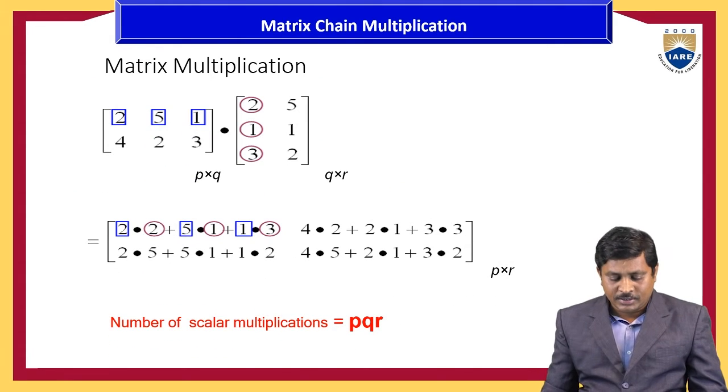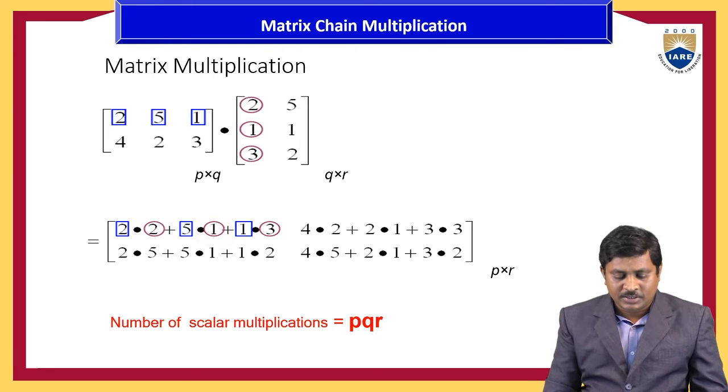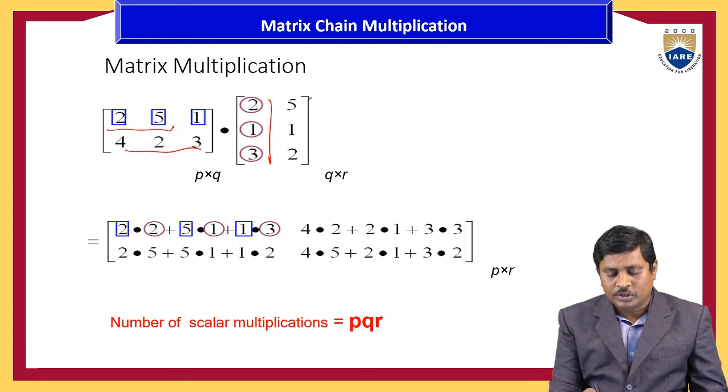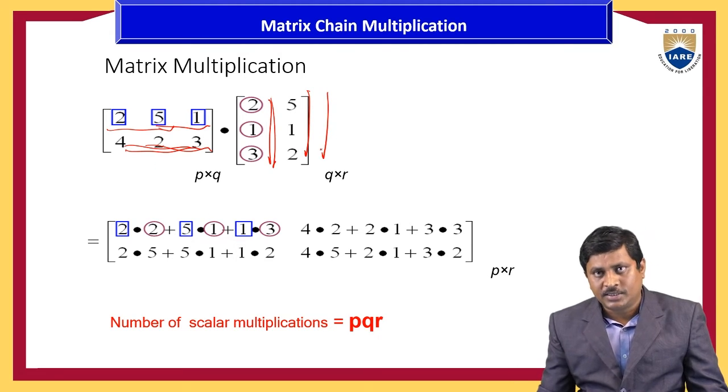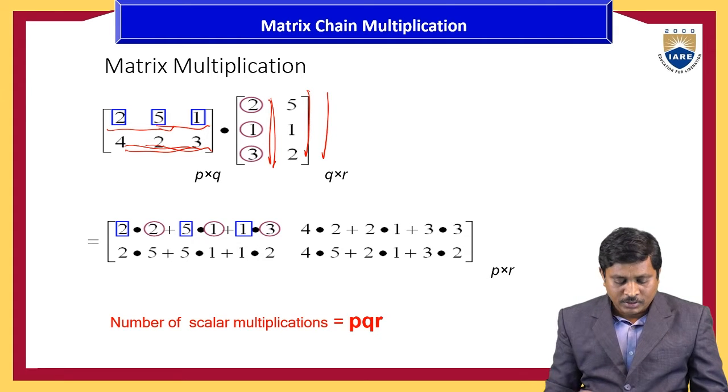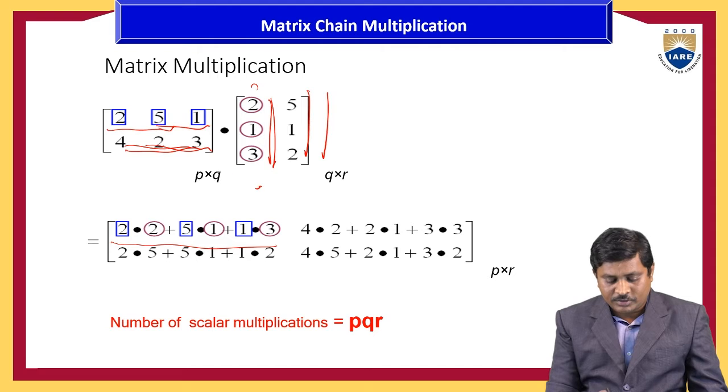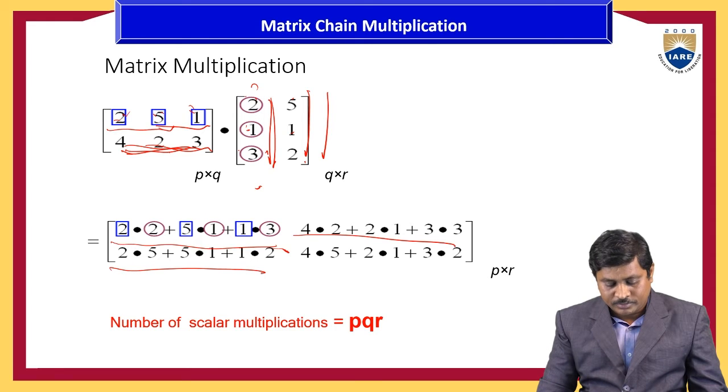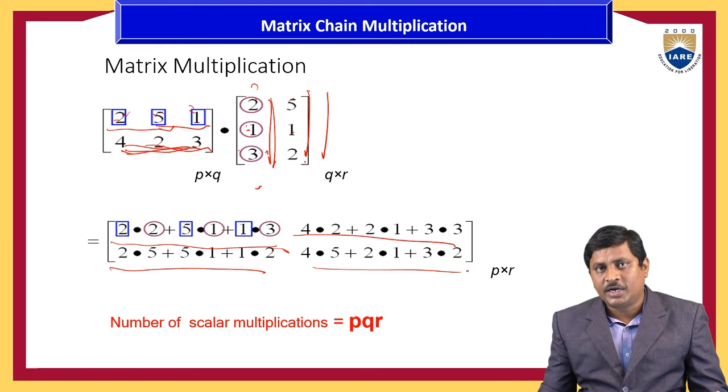So general matrix multiplication: first row into first column, first row into second column, second row into first column, second row into second column. In that way, multiply any matrices. So here we write that. First row into first column values, 2 into 2 plus 5 into 1 plus 1 into 3 we write here. Next, 2 into 5 plus 5 into 1 plus 1 into 2 we write here. The second row into first column, 4 into 2 plus 2 into 1 plus 3 into 3 we write here. Similarly, second row into second column we write here. So in this way, multiply any two matrices.